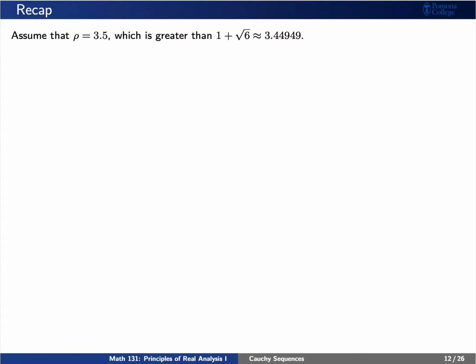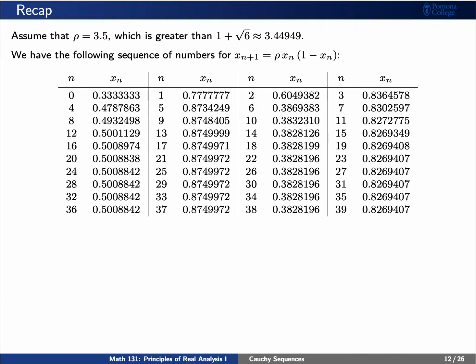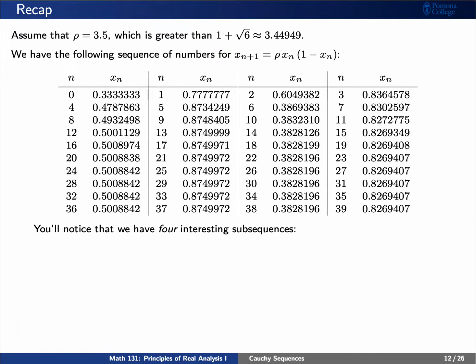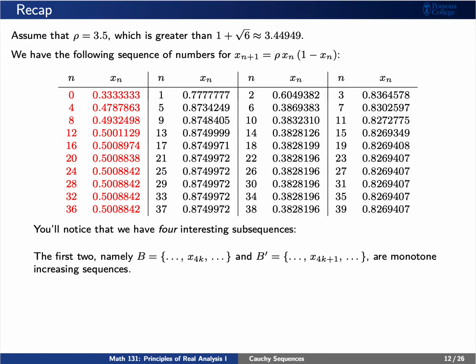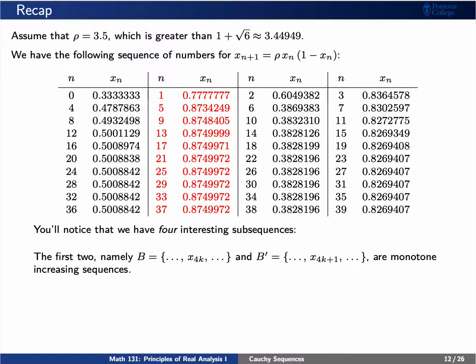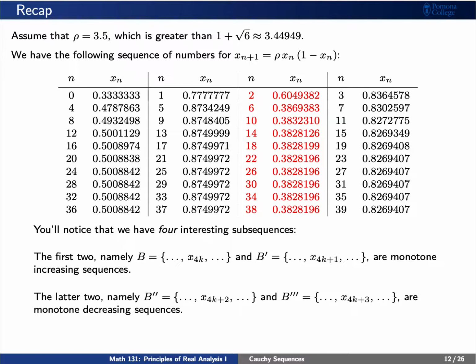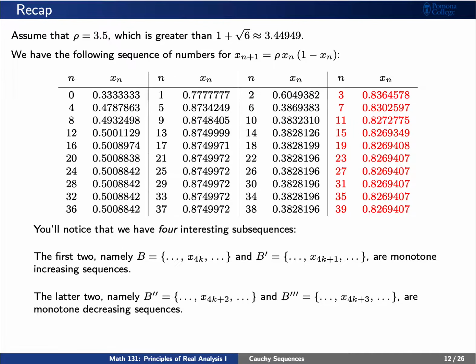Here's a specific example based on the logistic equation. Let's say that rho is 3.5. We found the following numbers by iterating to look at the first 40 terms. This actually gives us 4 interesting subsequences. When n is a multiple of 4, we see monotone increasing subsequences, and the same holds when n is 1 more than a multiple of 4. On the other hand, when n is 2 more than a multiple of 4, or 3 more than a multiple of 4, we see decreasing subsequences. This means that our sequence A actually has 4 different convergent subsequences.